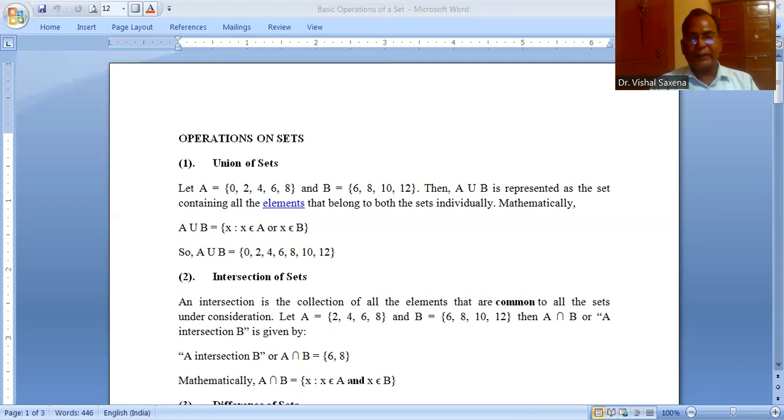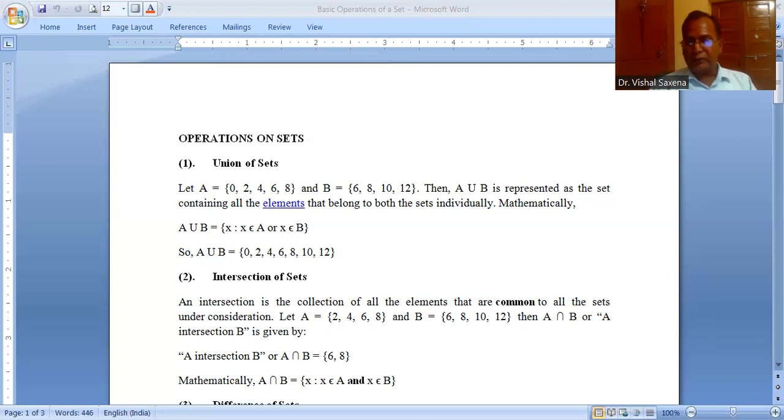So this is the set A, and the set B is given by 6, 8, 10, 12. There are again four elements in the set B, and now we have to find the intersection of A and B, the intersection of two sets A and B, which is given by A intersection B. In this example, we can observe that only the two elements 6 and 8 are common.